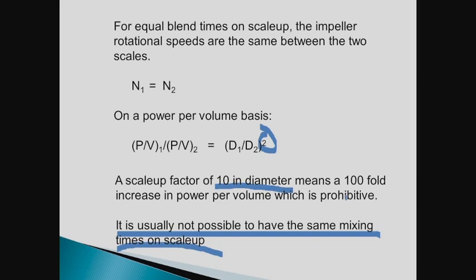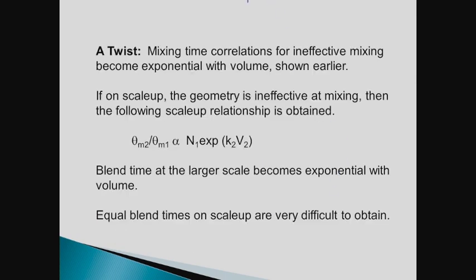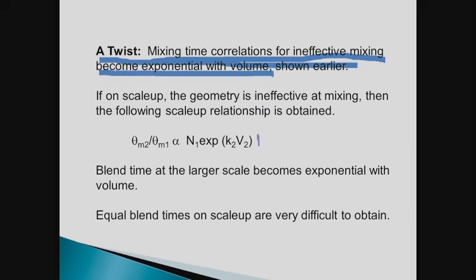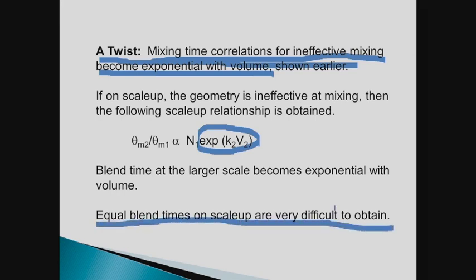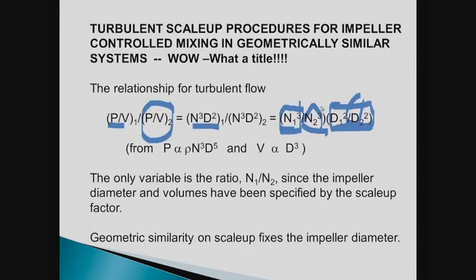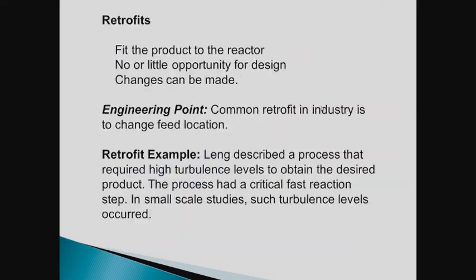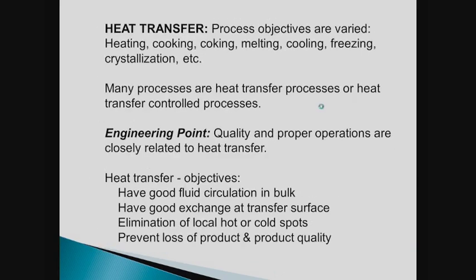I worked this problem earlier on when you changed to process objectives. Now, a real bad twist is right here. Mixing time correlations for ineffective mixing become exponential with volume. Right? So we have this exponential volume effect in here. So equal blend times on scale up are very difficult to obtain. I don't know if you remember that. Let's go back. Let's see, where was that? Long time ago.